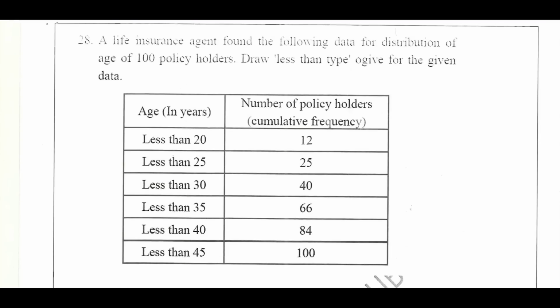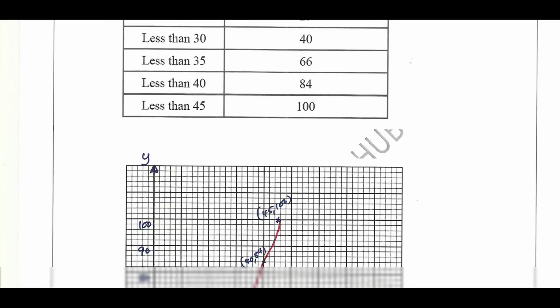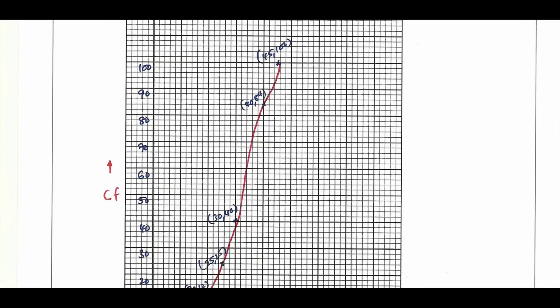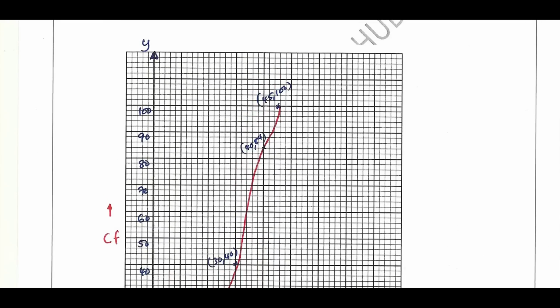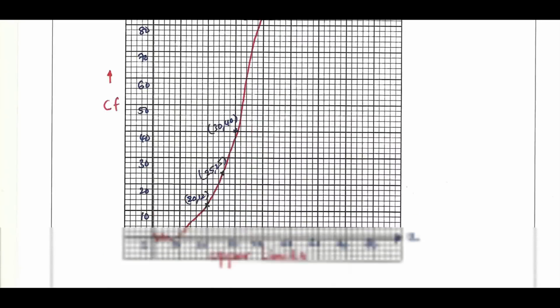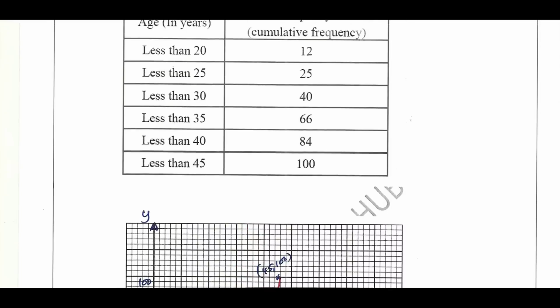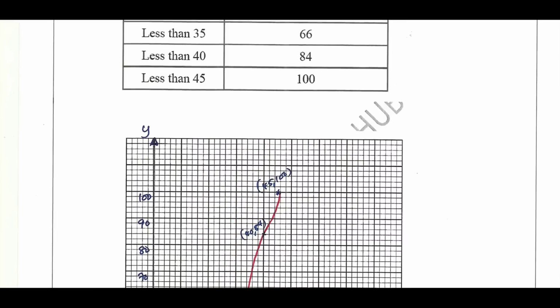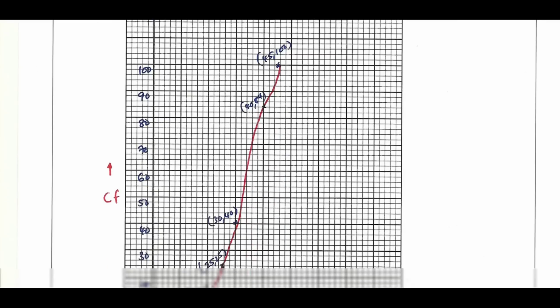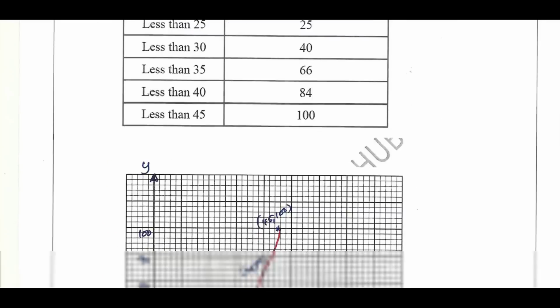Very simple question, ogive question. For the given data, you should plot. I forgot to write the scale here. It is very important to write the scale for x-axis and y-axis. On the x-axis, we take the upper limit. On the y-axis, it will be cumulative frequency. Directly, they have given the cumulative frequency. Just plot the upper limit against the cumulative frequency.